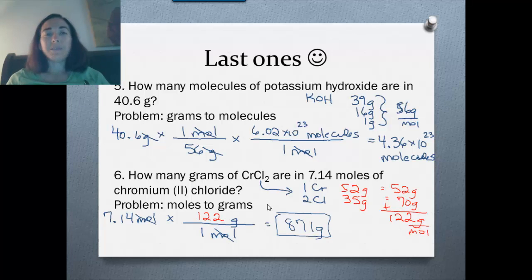We're going to do plenty more together in class, but I want you to start to recognize the pattern, writing down your given and using that molar mass to help you as a conversion factor now.